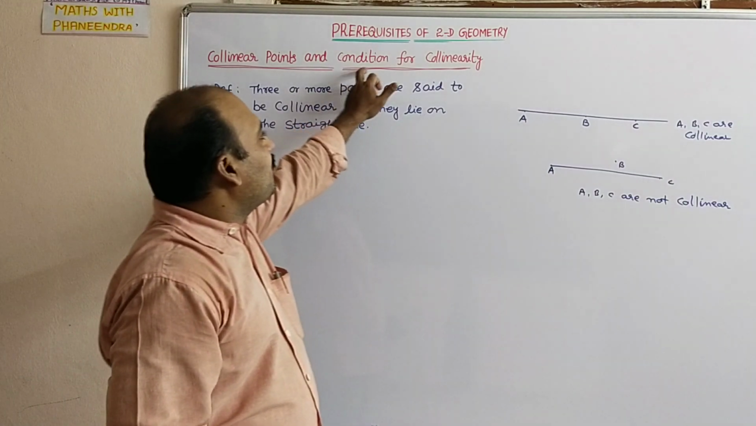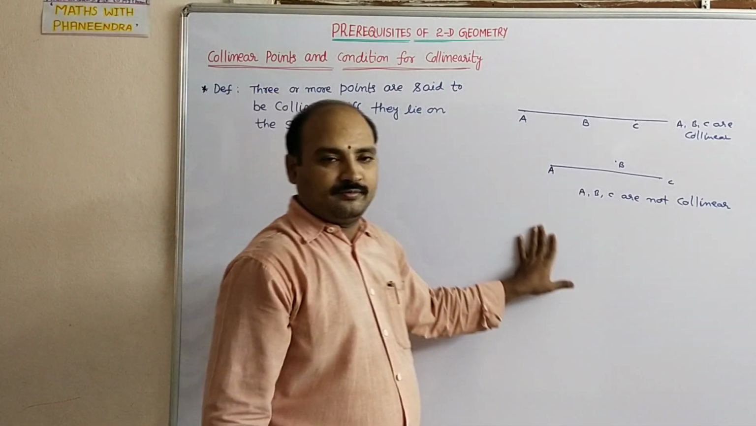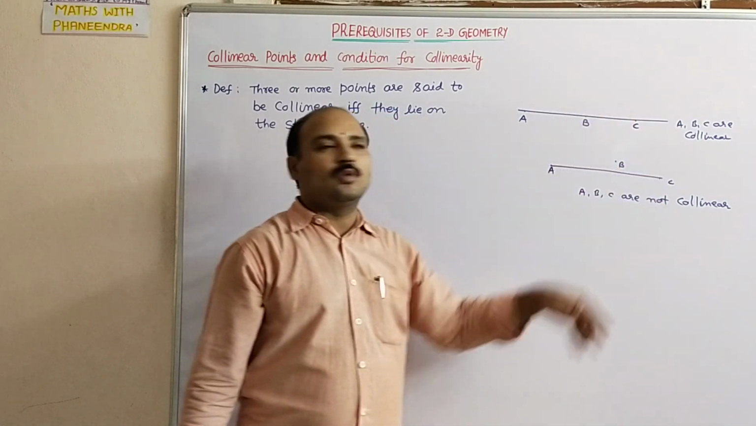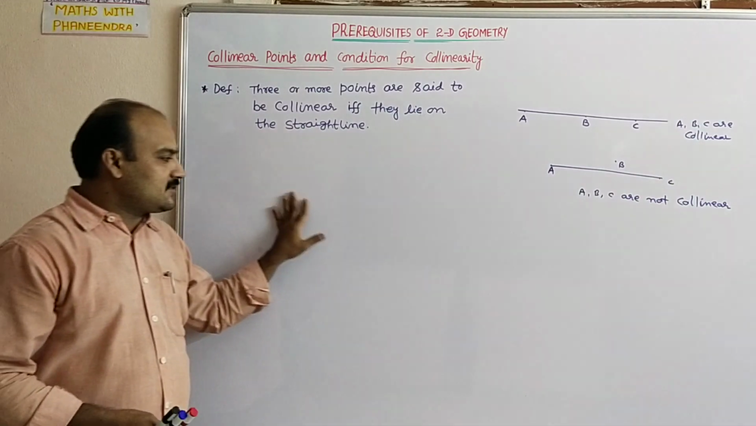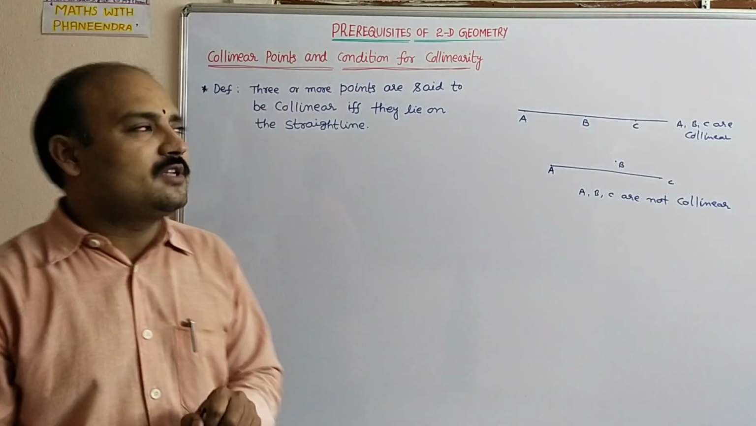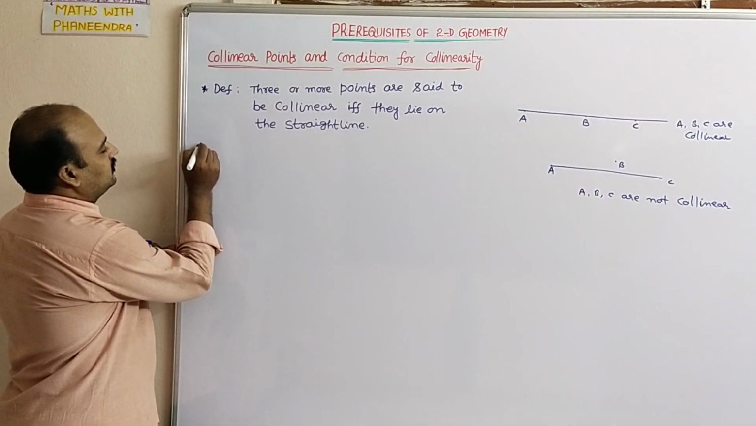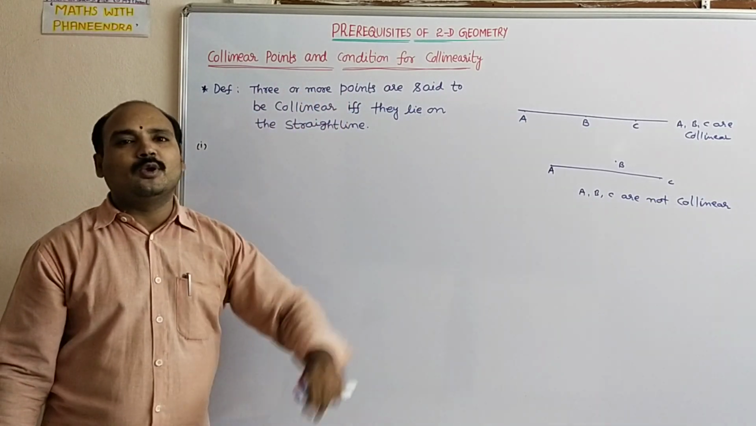What is the condition for the collinearity? Here I have shown the figure. In this case, it is not collinear. In this case, it is collinear. What are the conditions? Here we will discuss 3 to 4 concepts of condition based on collinearity. In the first, the following all are conditions for the collinearity only.